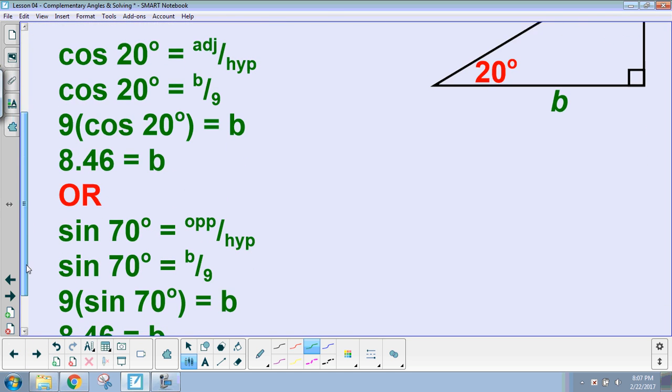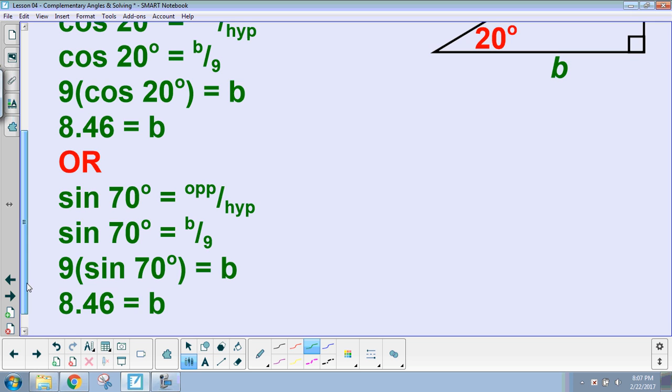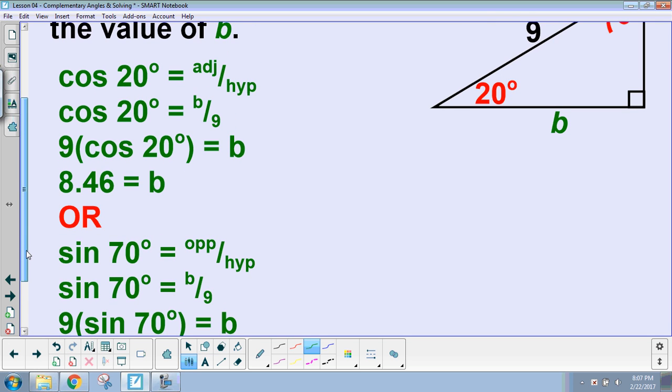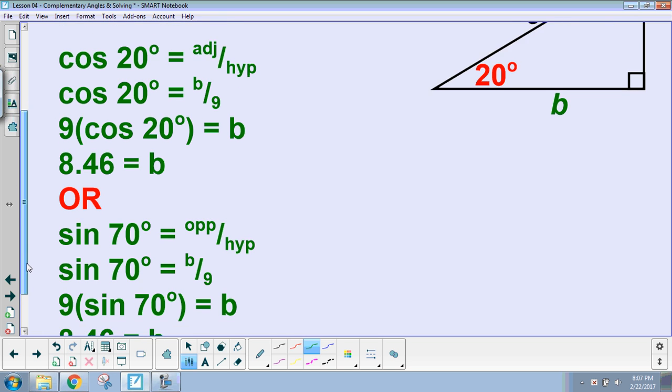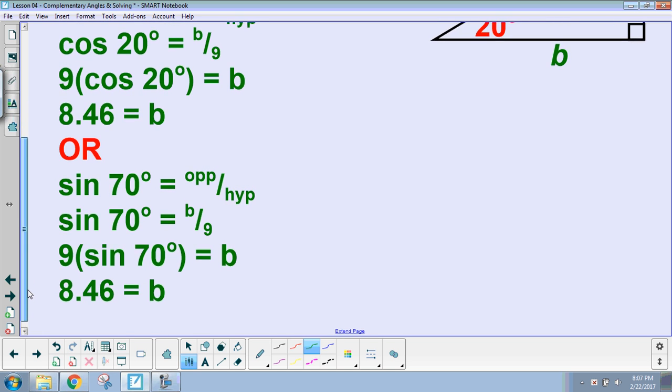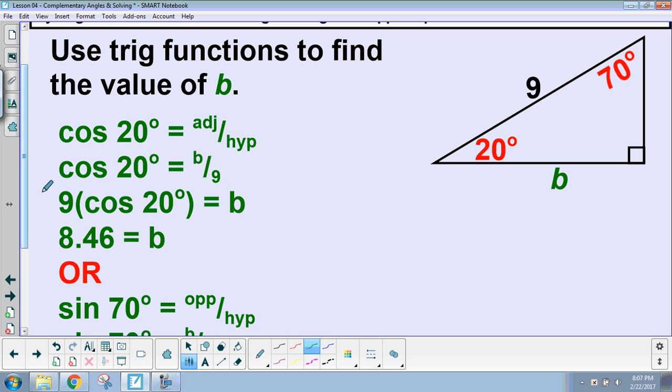Here's cosine 20, here's sine 70. Doesn't matter which route you go, but you've got to label these things in reference to whatever angle you're picking. If you mislabel it, you'll get the wrong answer. Okay?